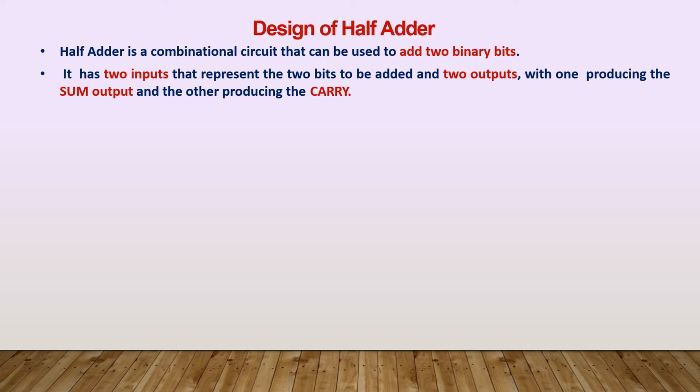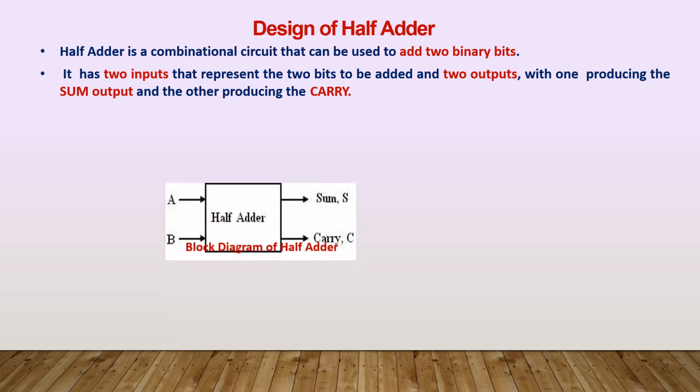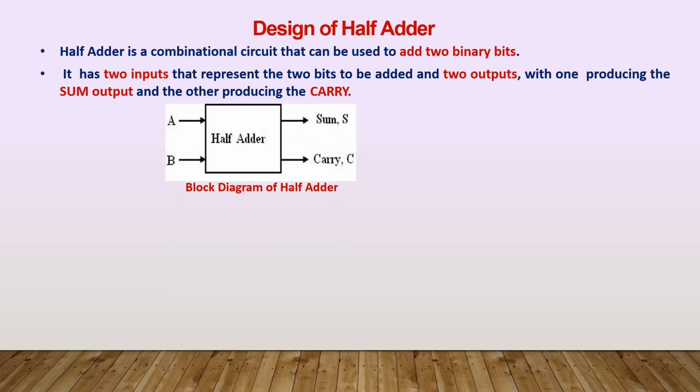One more thing: this half adder has two inputs, which represent the two bits that have to be added, and it has two outputs. One is sum, the other one is carry. So this is the block diagram of the half adder. As I told you, it has two inputs and two outputs. The two input bits, that is two binary bits, are the bits that have to be added, and the outputs are sum as well as carry.